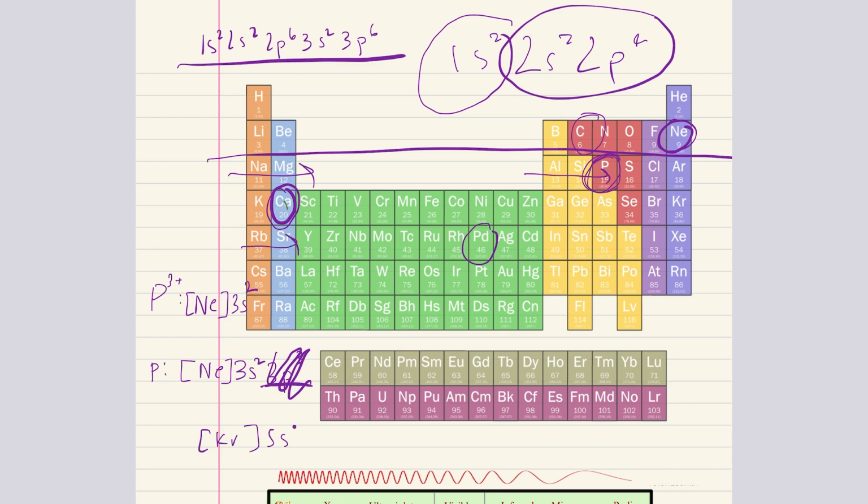5s2, 4d, 1, 2, 3, 4, 5, 6, 7, 8. So this is the electron configuration for just neutral palladium. In the problem, we want the electron configuration for palladium 2+, which means it's lost 2 electrons. For d block elements, you're going to lose your electrons in the higher s orbital first before you touch any of the d electrons. So palladium 2+ would have an electron configuration of krypton 4d8.